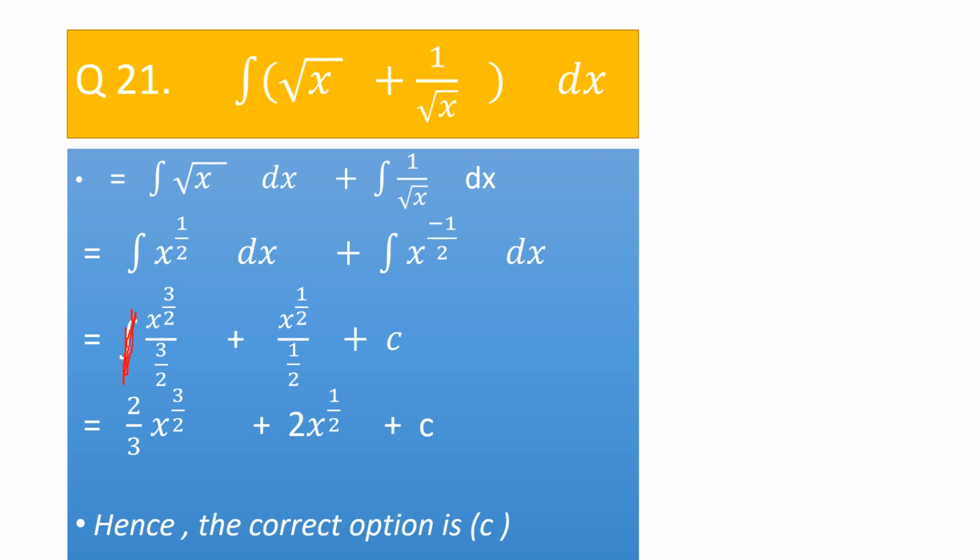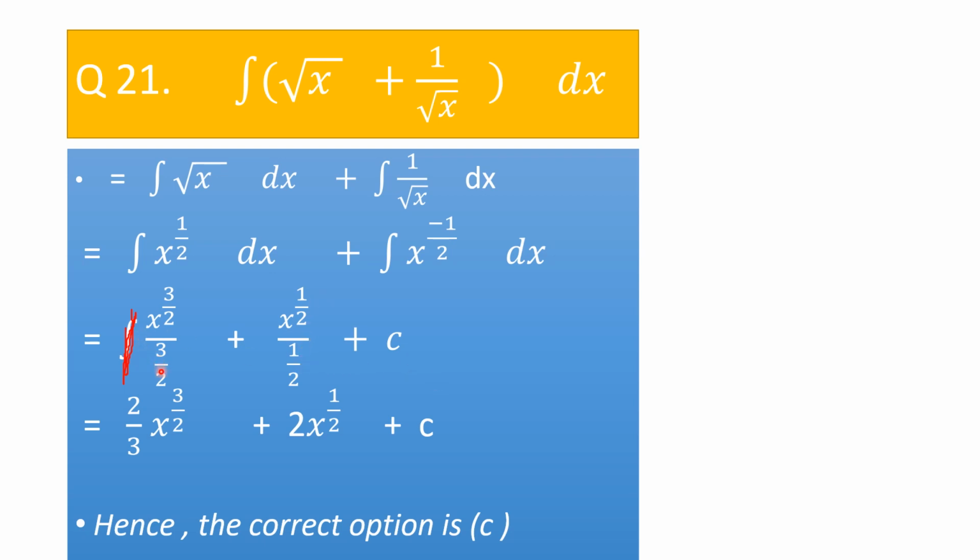So, your answer is x power 3 upon 2 whole upon 3 upon 2 plus x power 1 upon 2 whole upon 1 upon 2, because this is minus 1 upon 2 plus 1, this will give you 1 upon 2. That is why you will repeat the same power in the denominator. So it is x power 1 upon 2 whole upon 1 upon 2 plus c.